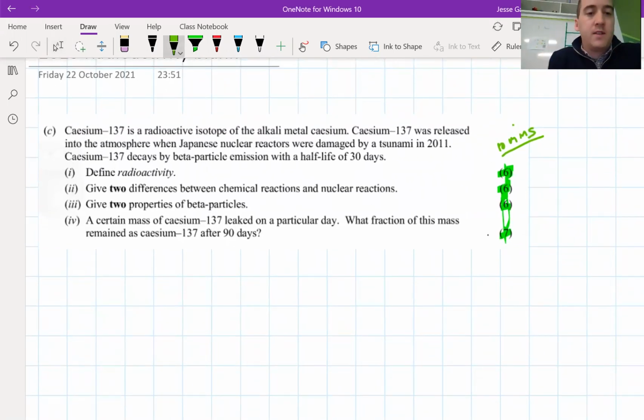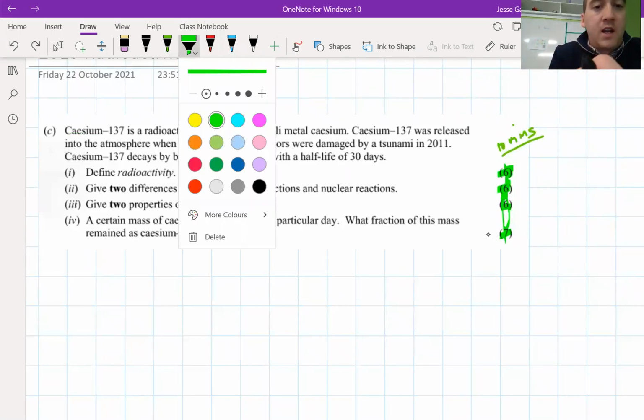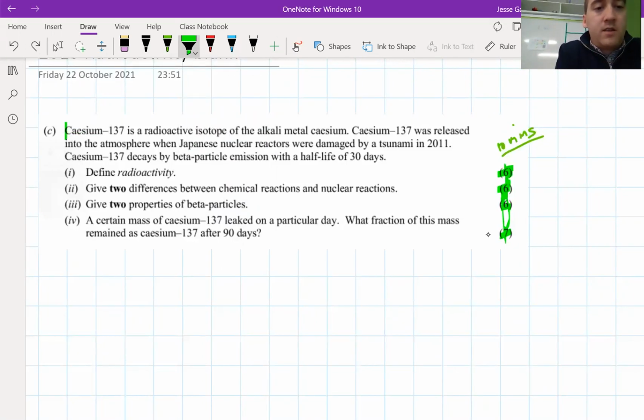All right, so let's break it up. It says cesium-137 is a radioactive isotope of an alkali metal called cesium. Cesium-137 was released into the atmosphere when the Japanese nuclear reactors were damaged by a tsunami in 2011. Notice they often put this type of information into questions just to make the question relevant, but it isn't really that important. It's just out of interest. The next bit, though, is important.